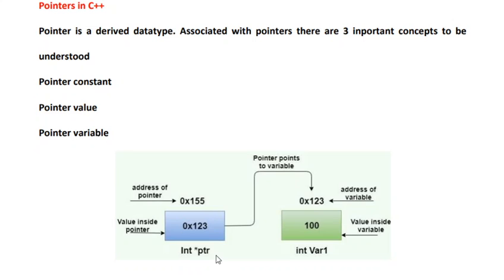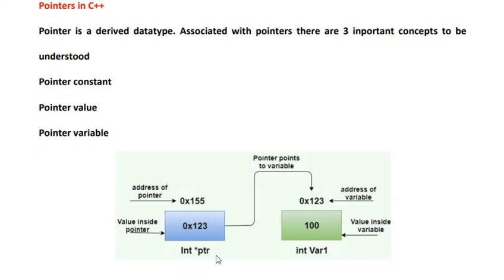So here 0x123 is called the absolute address of the variable var1, which is also called the pointer constant. Since you are not allowed to work with the absolute address, you use the logical version of the address, that is using the address operator ampersand. So ampersand var1 will give you the pointer value, and ptr, that is capable of holding the address of an integer variable, is initialized with the value of the address of var1. So ptr becomes the pointer variable. So these are the three important concepts.